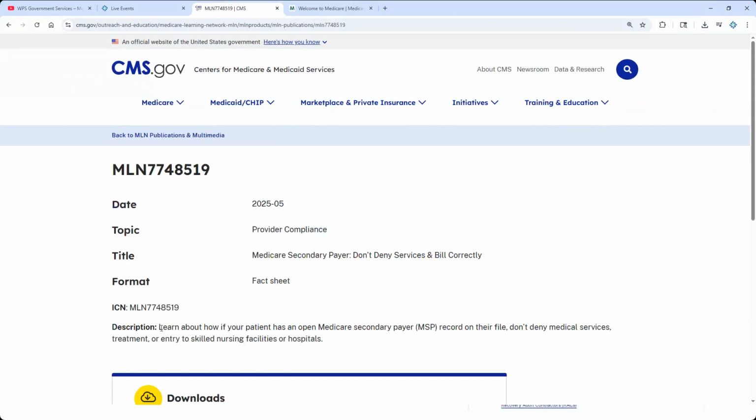So it's going to take a little bit right here. People are denying services based on the fact that there is a payer before Medicare, and they're saying it's too complex, I don't want to deal with this service. Or they're saying, hey, we only deal with Medicare as primary. And what CMS is saying is you can't do that. That's not right. So they put a fact sheet together if you need more information on that.